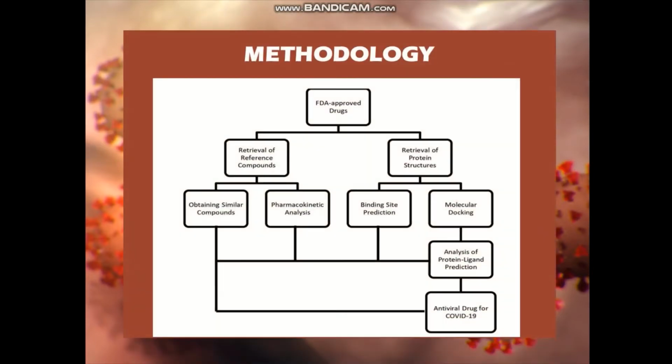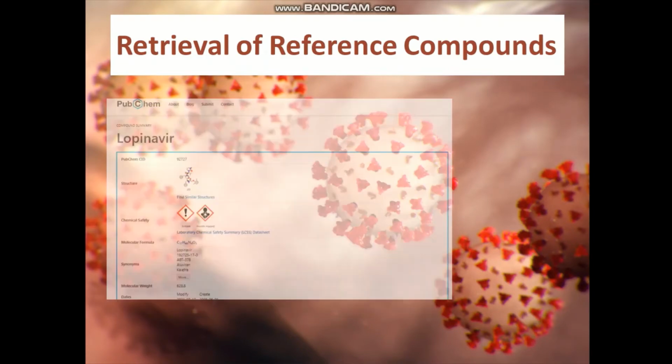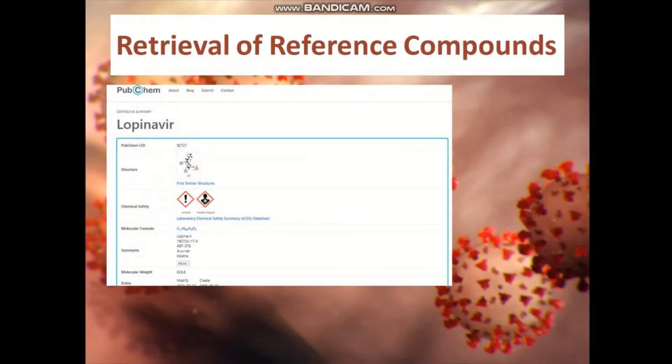Here is the overview of the methodology. First is the retrieval of reference compound. Here, the FDA-approved drug, the lopinavir, was carefully obtained as bioactive ligand through the National Center for Biotechnology Information website, and the top-scored drug for each protein target was used as reference drug.